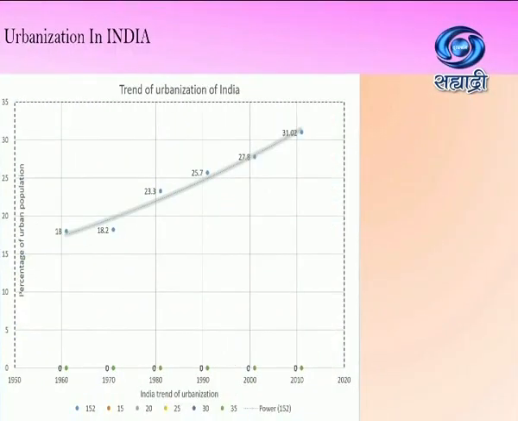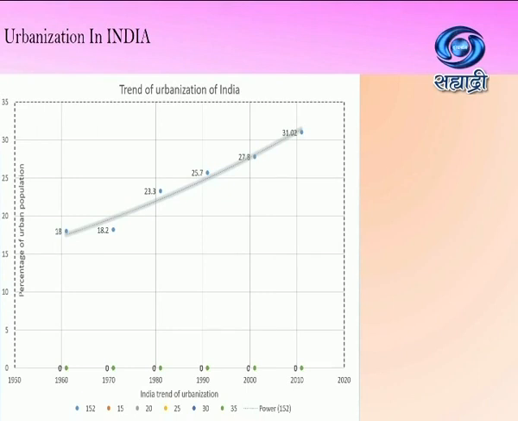So you should remember that the central part of Brazil, which is occupied by the rainforest, has dispersed settlements. Let us move on to the chart that is given in the textbook. I hope your textbooks are there in front of you. So this graph is showing us the trend of urbanization in India.